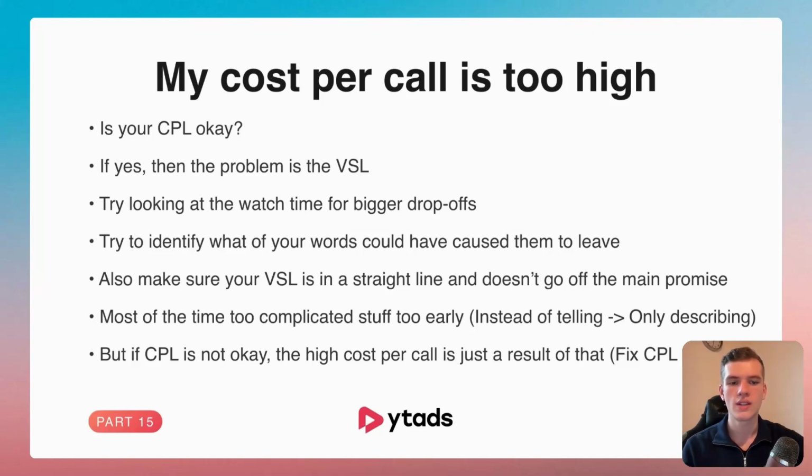Then let's look at the VSL. Why isn't it converting well enough? Let's look at the watch time analytics and see where most people drop off. What is the minute mark where people drop off and go away? Then try to identify which of your words could have caused them to leave. You said something and a lot of viewers instantly left. Why? Try to identify that, and also make sure your VSL is in a straight line and doesn't go off the main promise. Ensure the straight line goes through the ad, the opt-in, and also through the VSL.